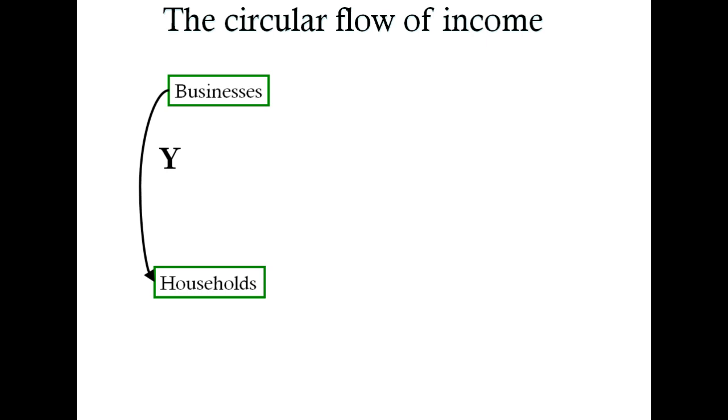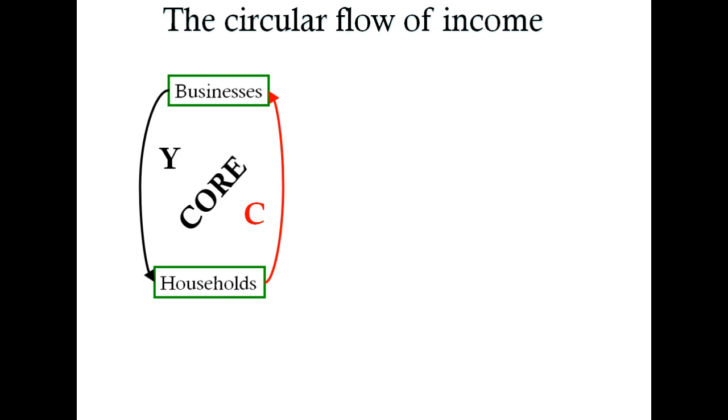So money will flow from businesses to households. However, money will also flow from households to businesses, because the households will purchase goods and services produced by the businesses. We're assuming households can't produce their own goods and services. The businesses produce the goods and services, so there's consumption expenditure. So let's call that C, and we'll call the overall income going from businesses to households Y.